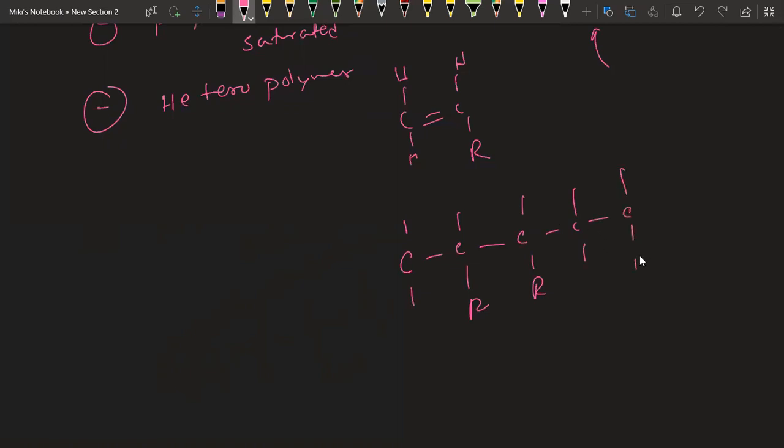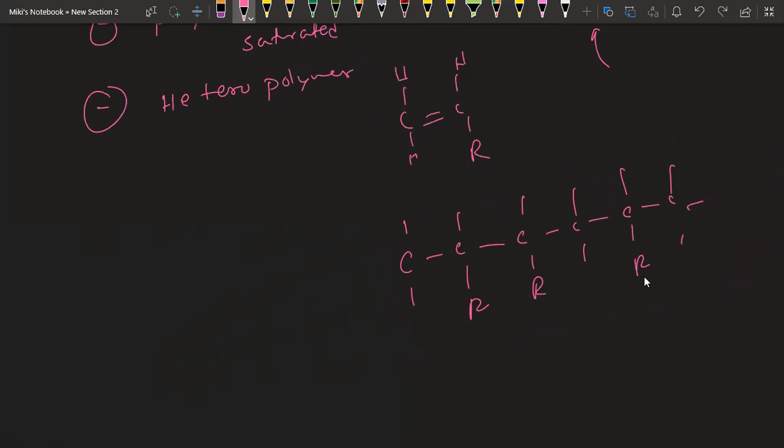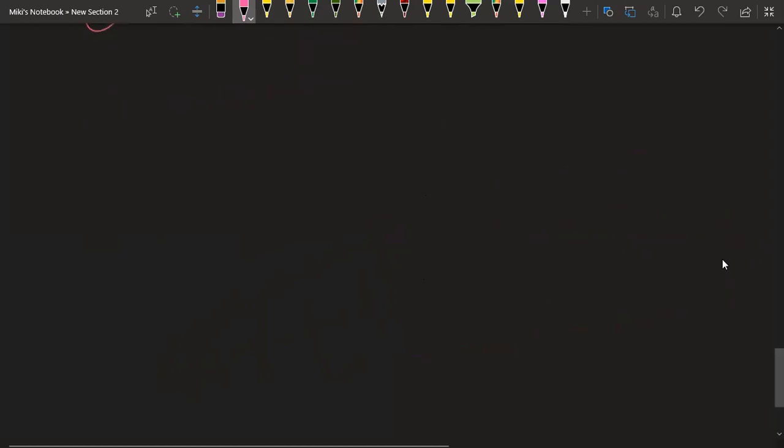They can interchange their position. It can come in this way, and on the other part they can come in the opposite way. But the monomers need to be identical. The monomers have to be the same thing. In this case, it is C2H3, and we have an R group, or the alkyl group, present there. Now let's see some of the examples.